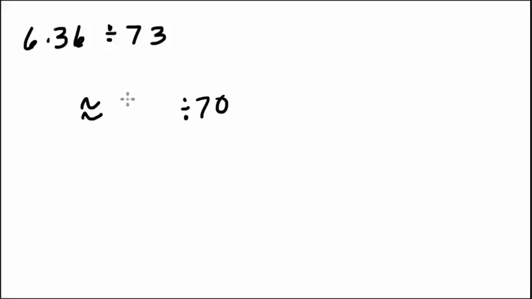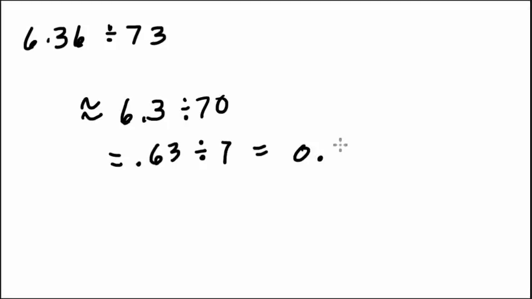If we do one more, I'll do it with a similar number. What happens if it's 6.36 divided by 73? Same way we did before, we estimate the 73 to be 70. A multiple of 70 that works with this is 6.3. We know we're dividing by 10, so the decimal will move over, and then it's just 0.63, or 63 hundredths divided by 7, which we know as 0.09, or 9 hundredths. So that's how we would do that.